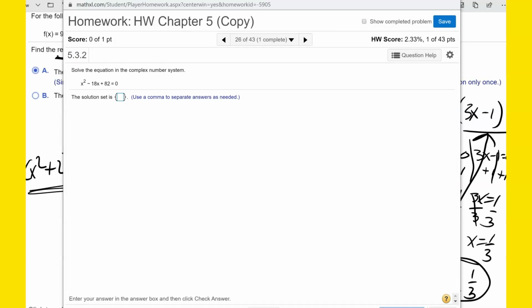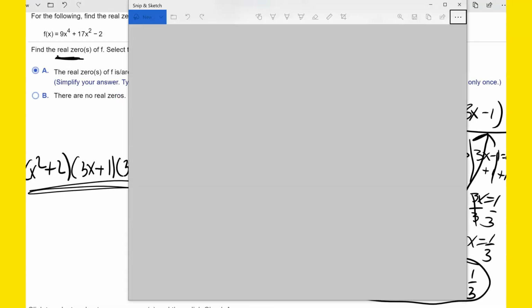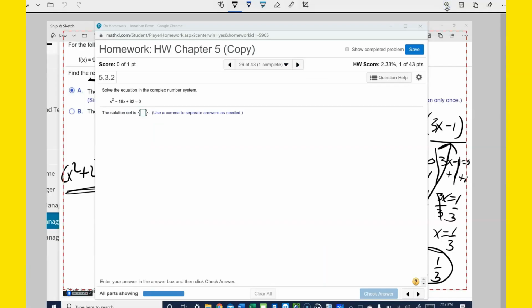All right, number 26. This one. Let's see. I would first want to check to see if this is factorable. Is there anything that multiplies to get 82 and adds to get 18? The only factors of 82 I can think of are 1 and 82 and 2 and 41. And neither one of those are going to add up to 18 at all. So I don't think it's factorable. So what am I going to use?